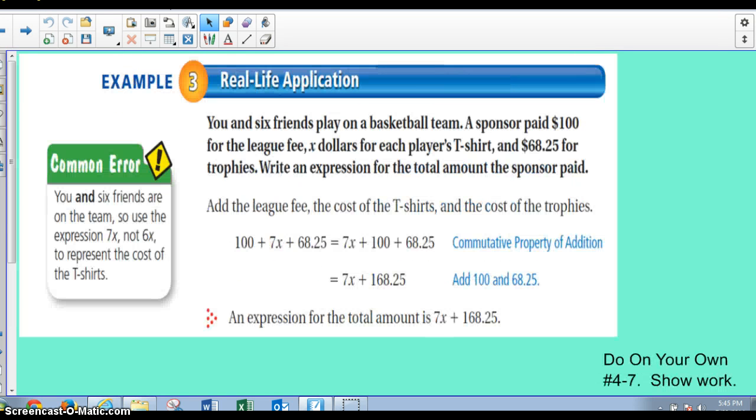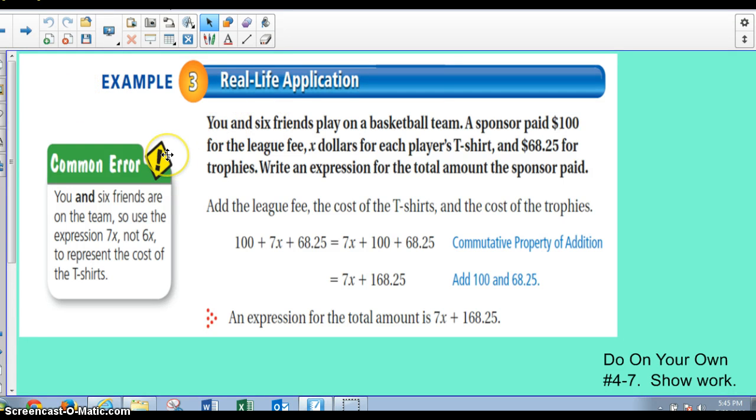All right, now we're going to do example 3 in the real life application. Please look at the common error because this happens a lot. If the problem says you and 6 friends are on the team, you use the expression 7, not 6. It's you and 6 friends. So read carefully.